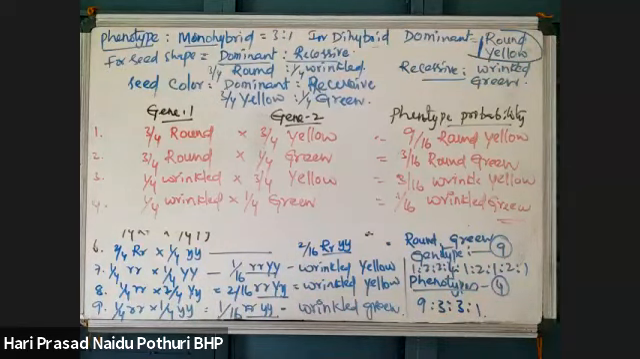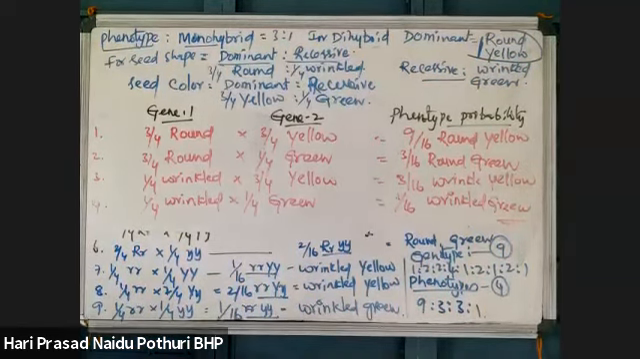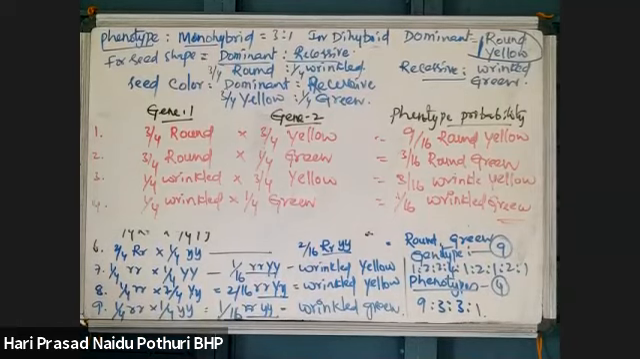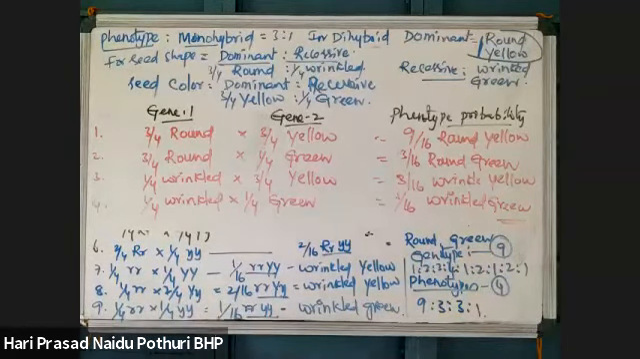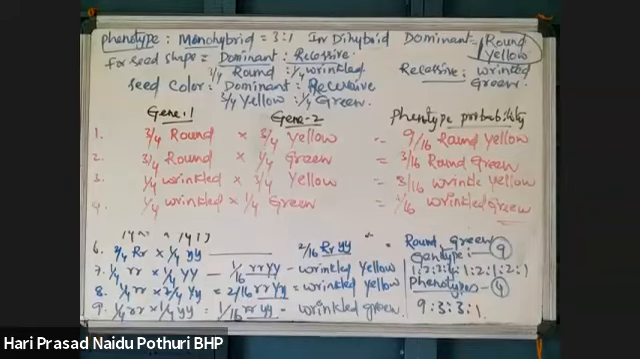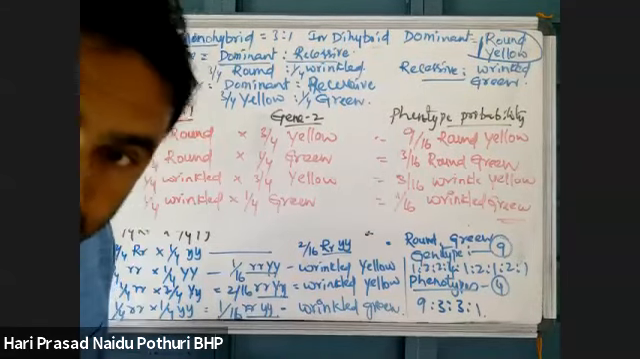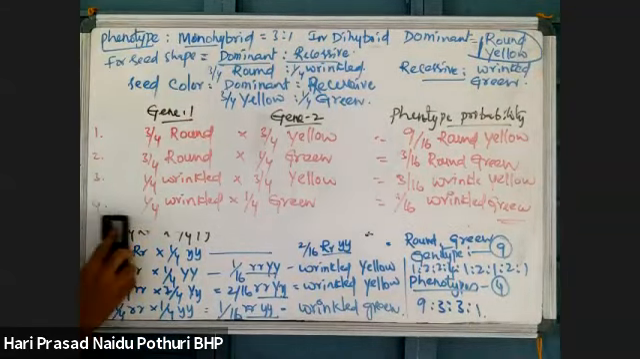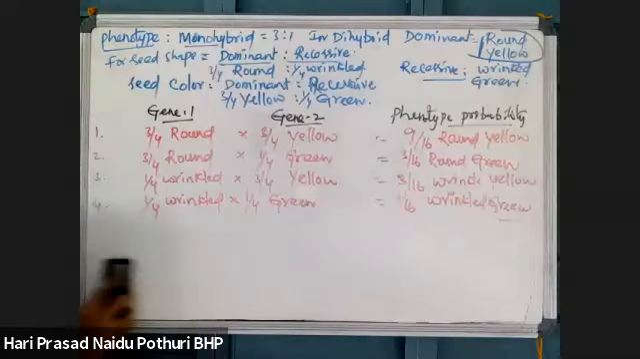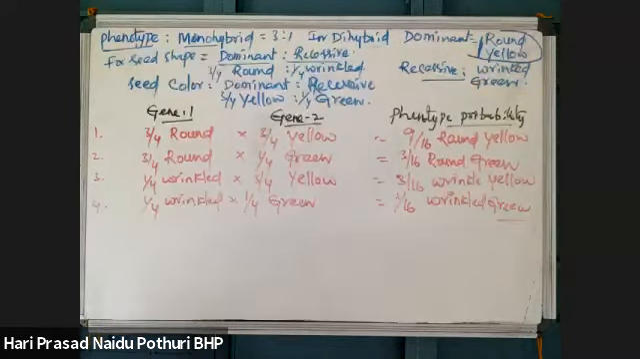These are the probabilities of dihybrid crosses. Based on monohybrids, in a dihybrid cross these probabilities are possible. Okay? Understand? Okay.